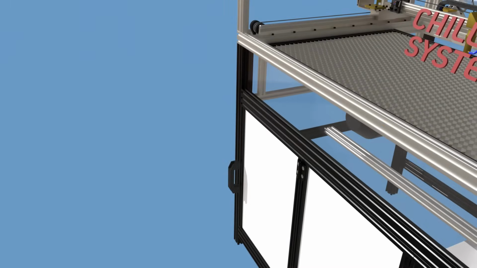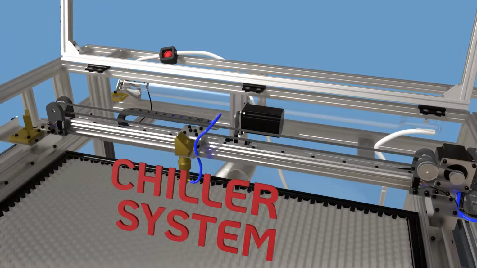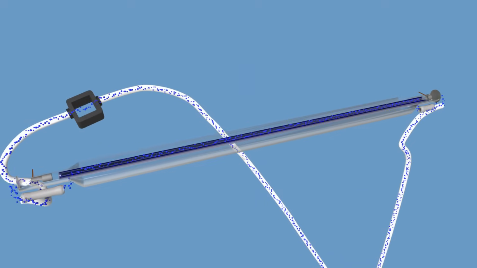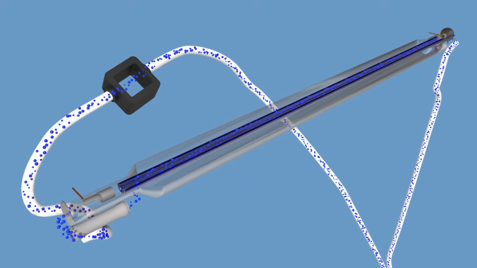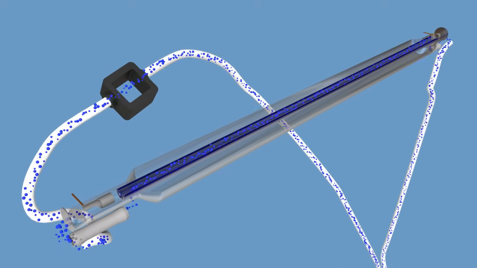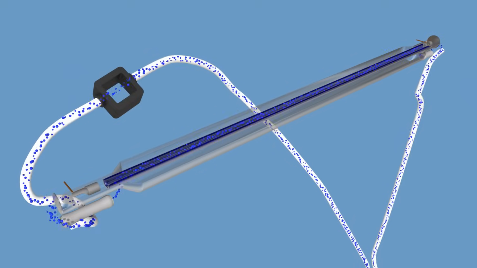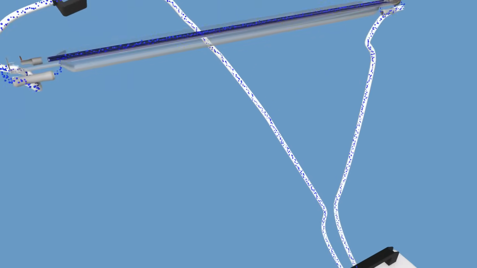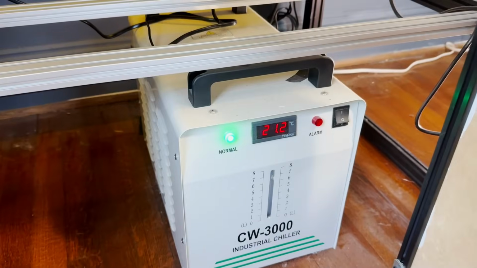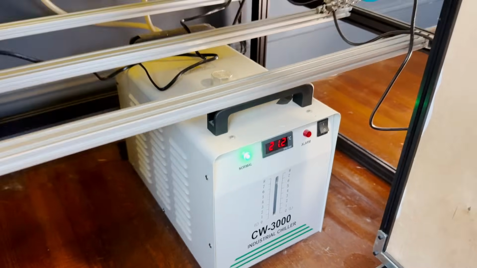And the last system will be the water chiller. While the laser tube is operating, it's generating some waste heat that we'll need to deal with. If not, we'll damage our laser tube and shorten its life. So we pump water through this channel to help absorb it. And then we can take this down to the chiller where we can get rid of it.